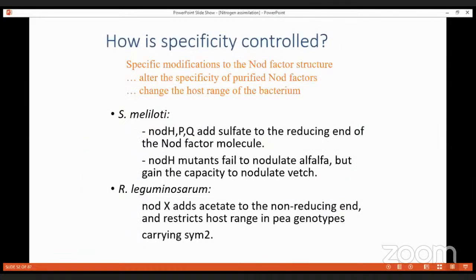So how is this specificity controlled? There is a specific modification to the Nod factor structures that we have already discussed. They recognize different R groups. Different Nod factors recognize different R groups, and from that they are changing the host range.